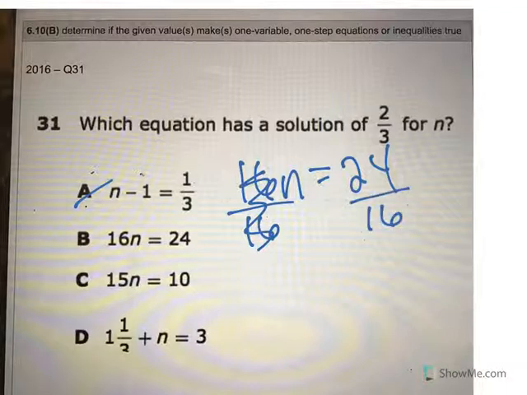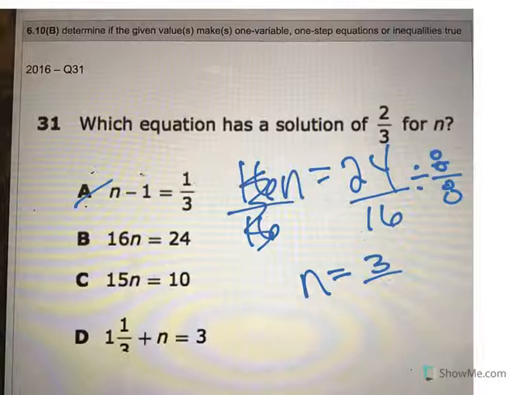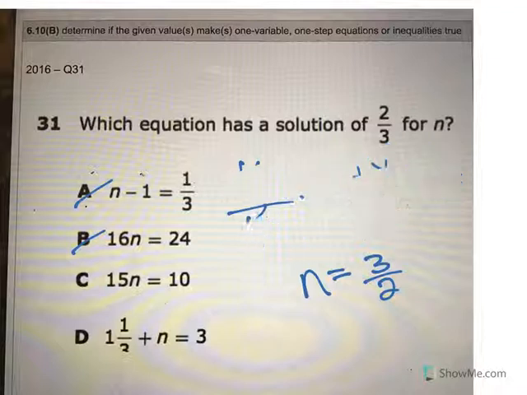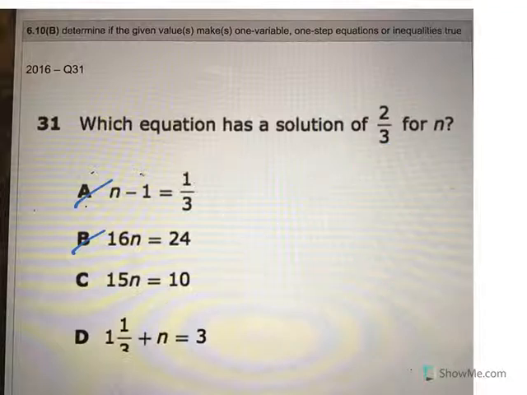And then 24 divided by 16 is, let's divide it by 8 over 8. 24 divided by 8 is 3. 16 divided by 8 is 2. So that's n equals 3 over 2, which is the reciprocal, the flipping of 2 over 3, but it's not the same thing. So it's not B. Let's see if it is C.